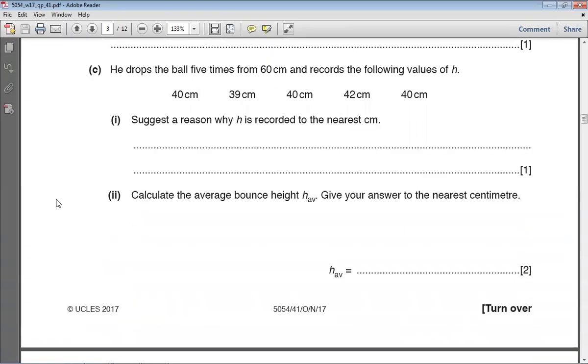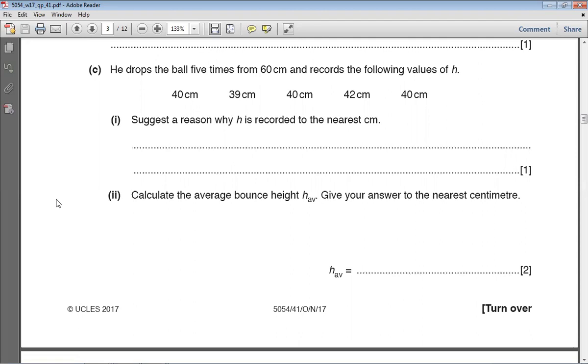He drops the ball 5 times from 60 centimeter and records the following values of h: 40 centimeter, 39 centimeter, 40 centimeter, 42 centimeter, 40 centimeter. There's a reason why h is recorded to the nearest centimeter. You are measuring the height of the bounce, and there is a little distance between the ball bouncing and the scale. This is one reason. The other reason is that the ball is moving very quickly.